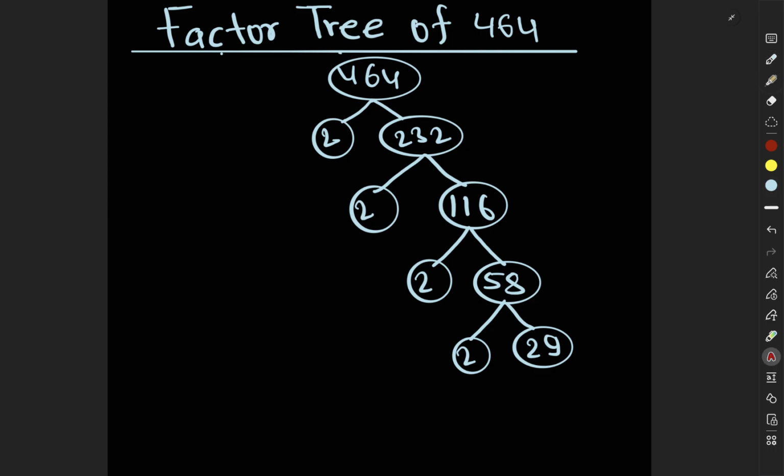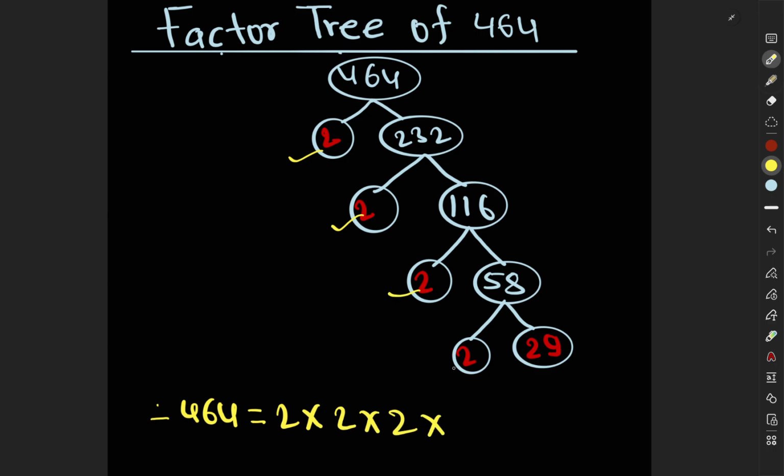So now we select the prime numbers among these numbers. The prime numbers here are all of these 2s and, at last, this 29. So we can write 464 is equal to the product of all these prime numbers, that is 2 times 2 times 2 times 2 times 29.